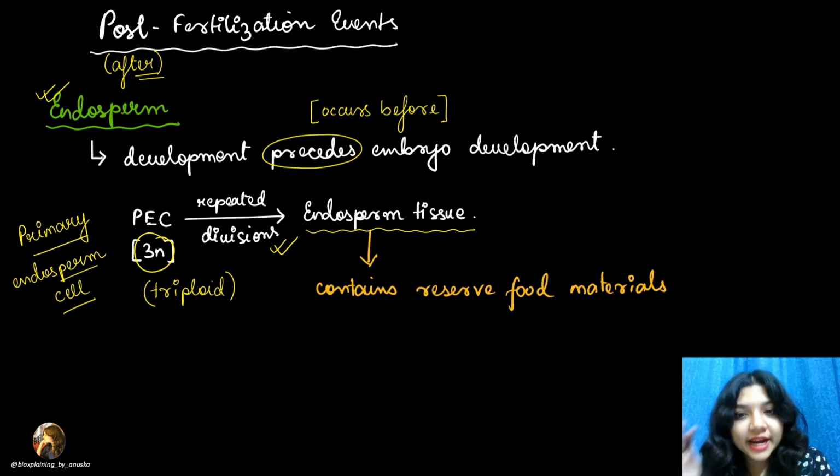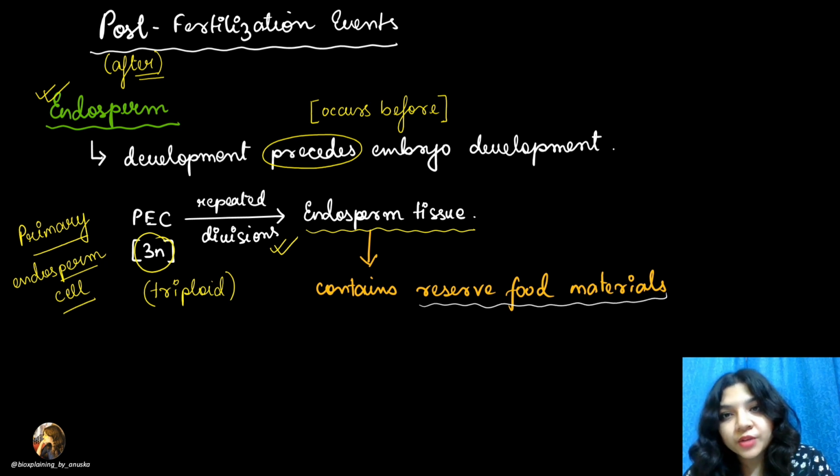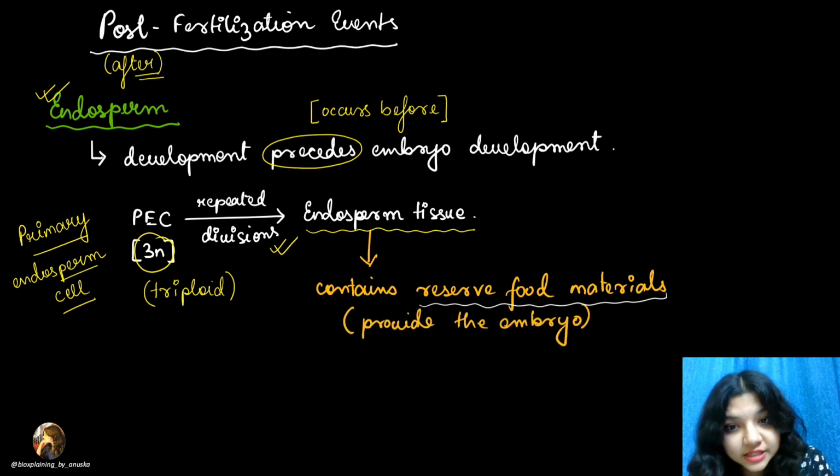Now, this endosperm tissue contains reserve food materials. What is the utility of these reserve food materials? These will provide for the embryo. So do we understand why endosperm formation is required before the embryo development? Because the endosperm contains reserve food materials, so when the embryo forms thereafter, that reserved food in the endosperm can be used up by the embryo.